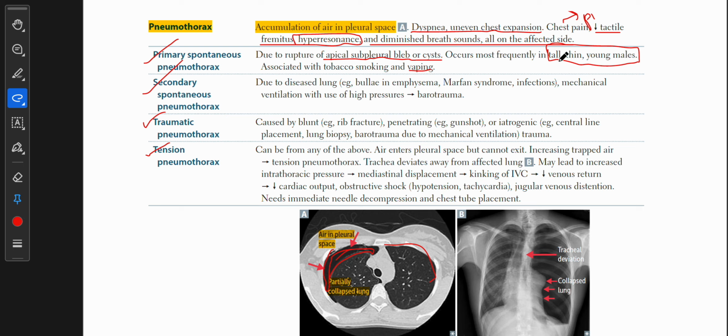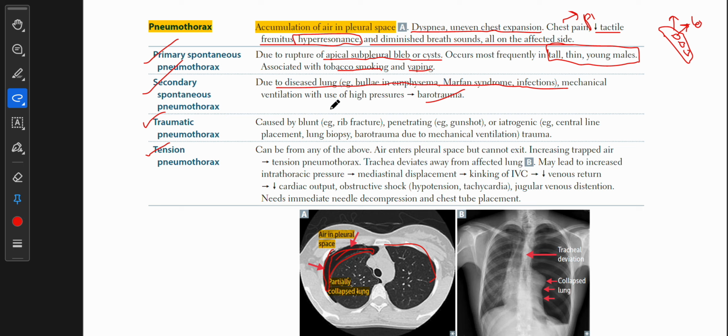And secondary spontaneous pneumothorax is due to diseased lung, for example bullous emphysema as I talked about earlier, and Marfan syndrome and infections. And also mechanical ventilation with use of high pressures, that is barotrauma, can cause secondary spontaneous pneumothorax.